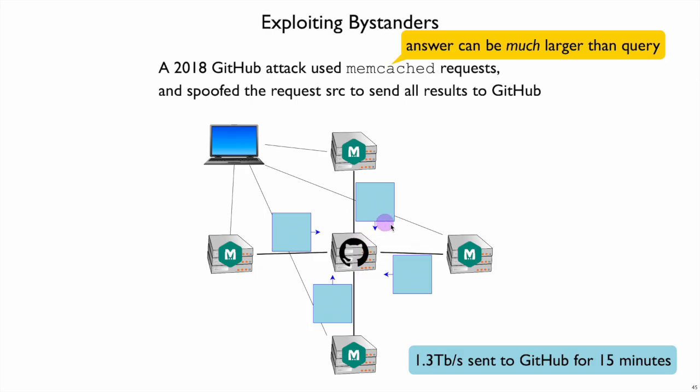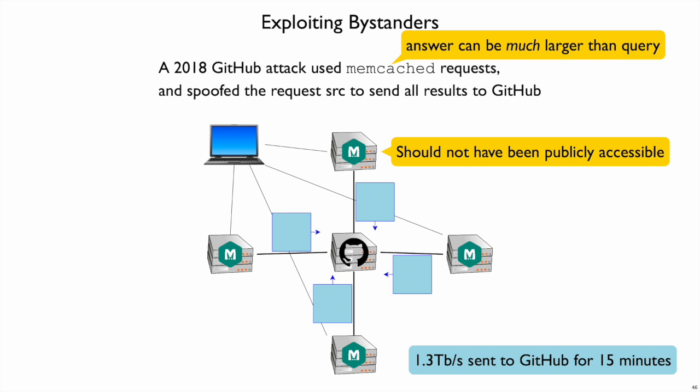This was pretty hard for GitHub to deal with, and the source of the problem really was not their security, but all of these memcached servers that should not have been publicly accessible. But because they were publicly accessible, questions could be sent to them, they could be tricked into sending answers, and they could be tricked into sending it to the wrong place. So globally, the kind of solution to this attack is to not have those servers publicly available.